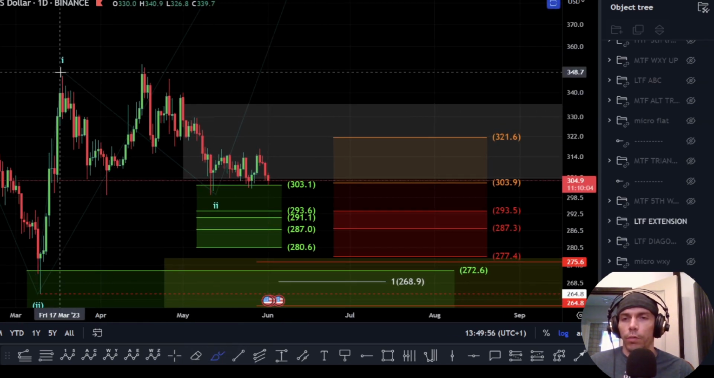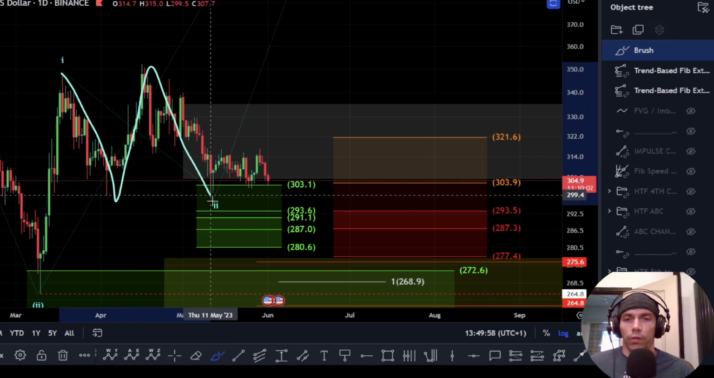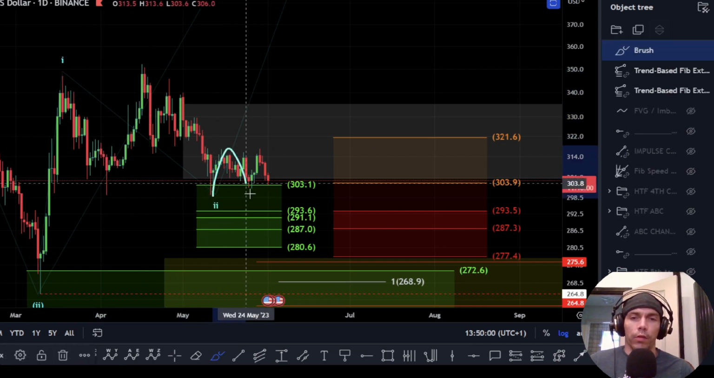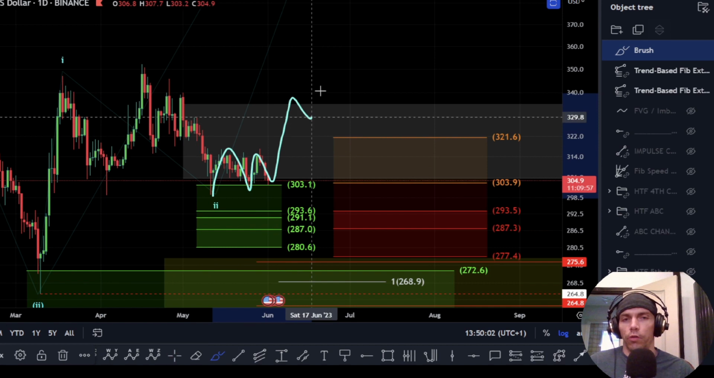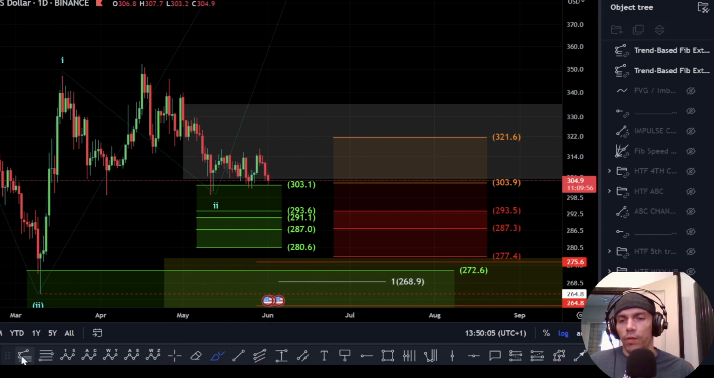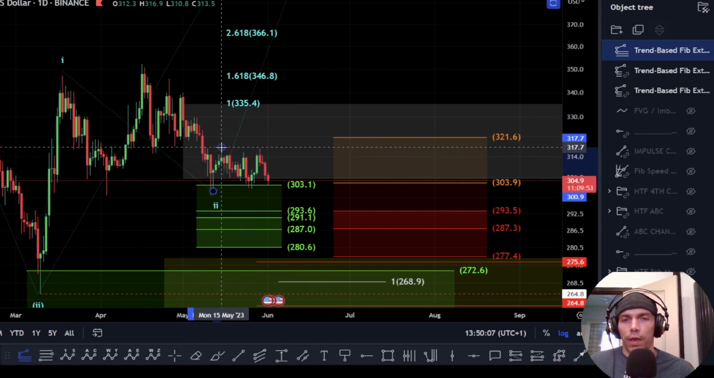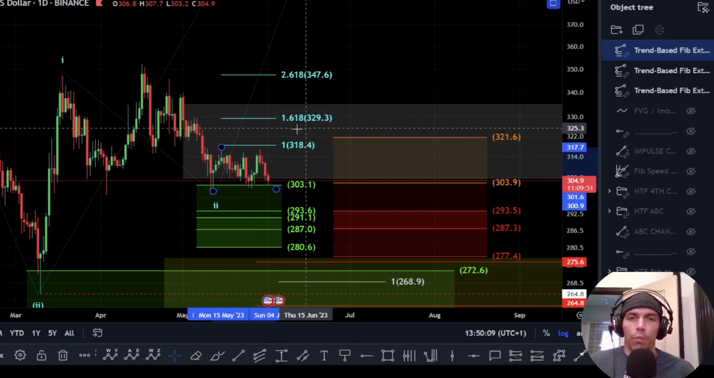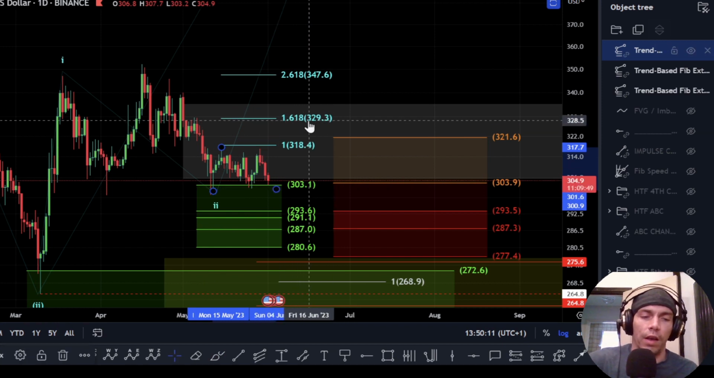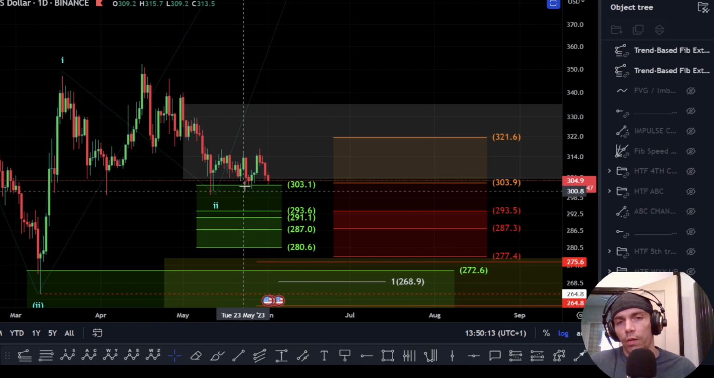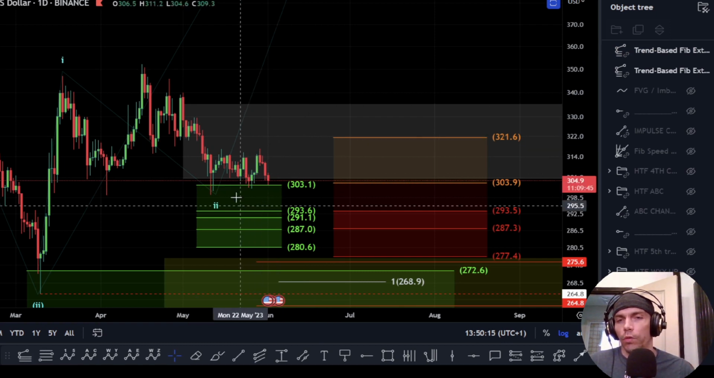Now within the count that we're looking at here, we could argue that this could be a corrective move completed, where this is W, this is X, and this is Y, in which case we could then start to move away here where these form an additional 1-2, 1-2, but we need to see price action follow through. If this is the case, what we'd be looking for would be a move up above this $329 level. We need to see price action start to break away from this zone.